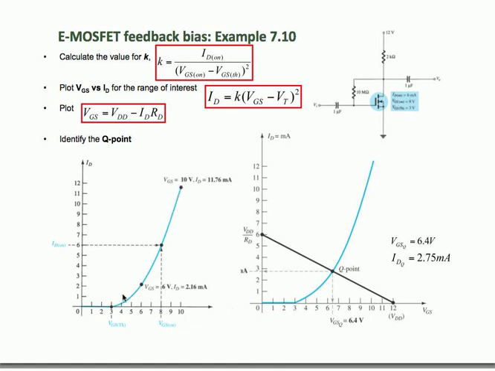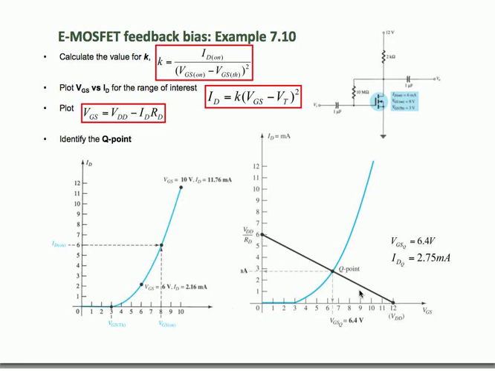That is the blue line over here, right? And then you proceed to the third step. The third step is plotting the load line for the circuit. The load line is given by VGS equal to VDD minus IDRD. Plotting this load line gives you this black line over here. You just need 2 points to plot this load line.